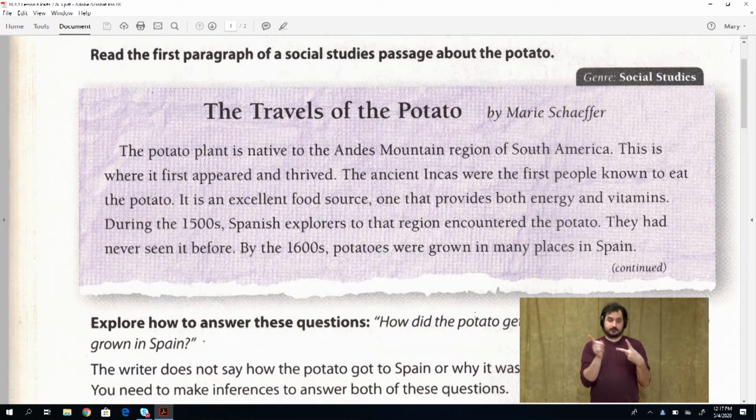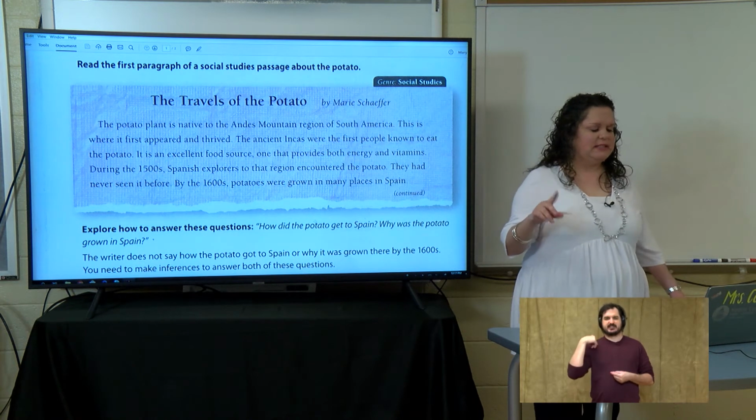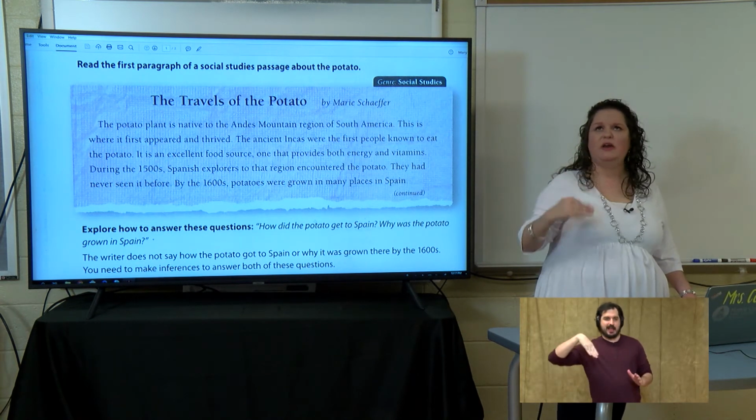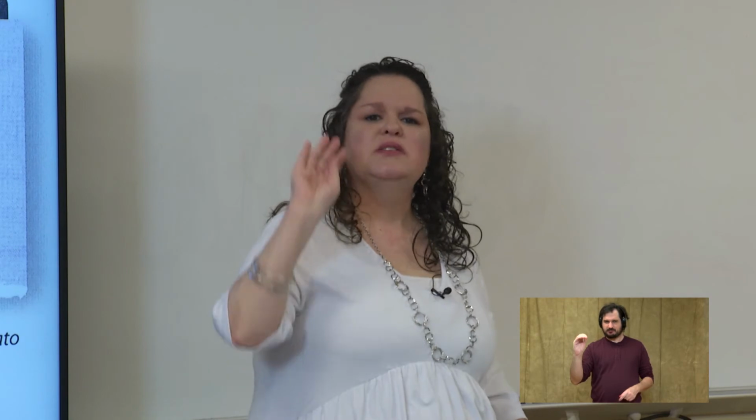And then we see in the next sentence, during the 1500s, Spanish explorers to that region encountered the potato. They had never seen it before. Oh, well, encountered was a new word. And then we see the phrase, never seen it before. So that tells me that they've never been in contact with it. Oh, by the 1600s, now if I'm looking at a timeline or if I'm thinking about sequence, we had 1500, now we have 1600, so that's almost 100 years difference. Potatoes were grown in many places in Spain.